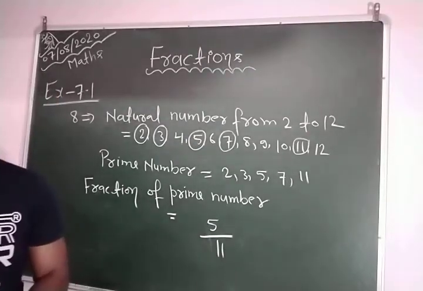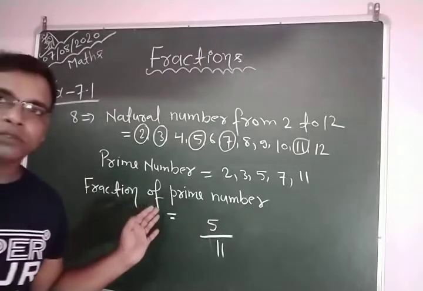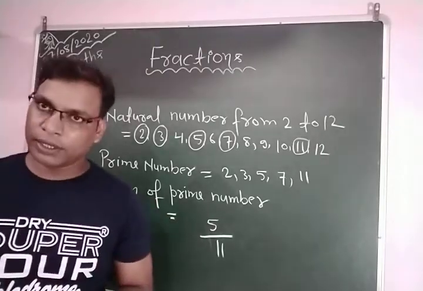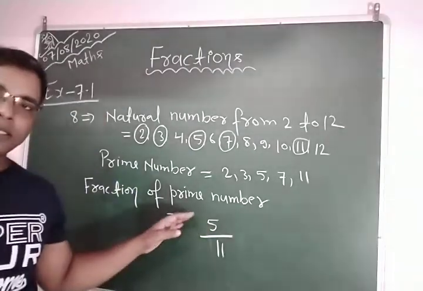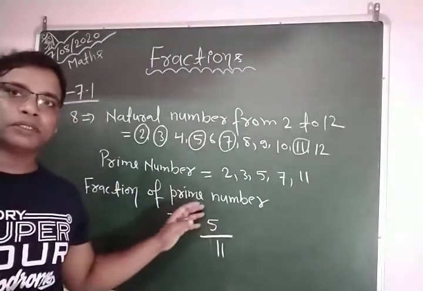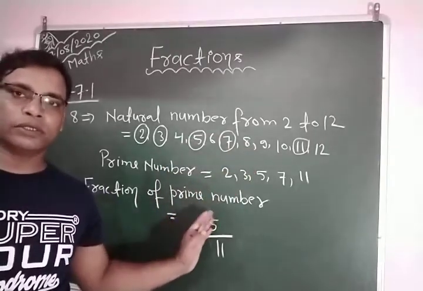So students, I hope all of you understood these questions, and you know very well what natural numbers are and what a prime number is. In this way you can find the fraction of prime numbers from 2 to 12 natural numbers. This is equal to 5 by 11.